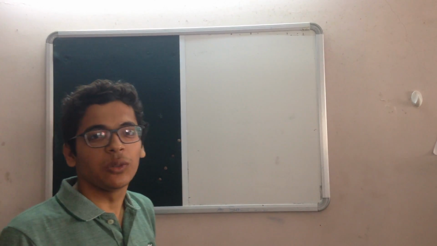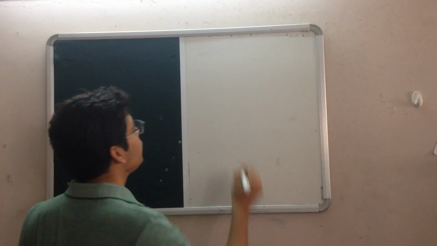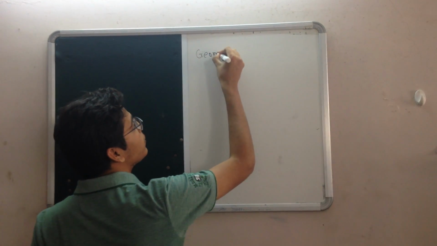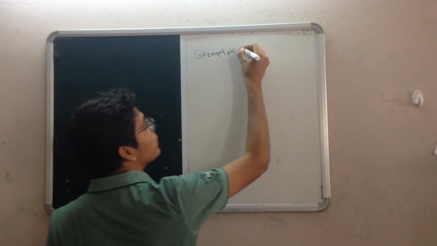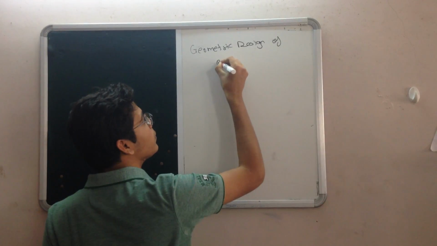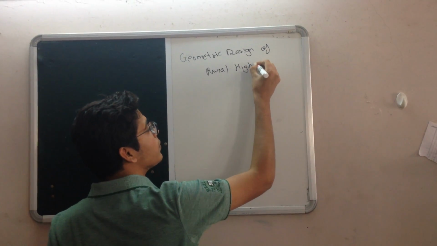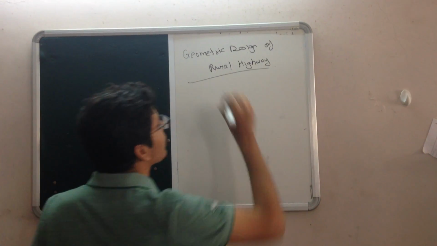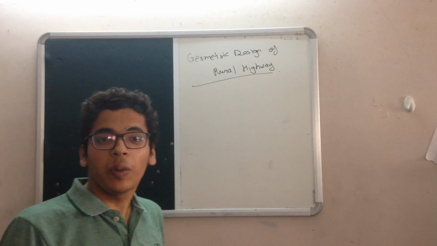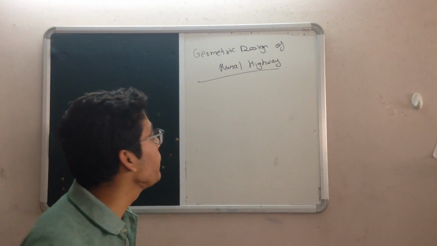Good afternoon. Today we are here to start our first topic, that is geometric design of rural highway. Now first of all, what is geometric design? Geometric design is all the visible components that you see on any highway.